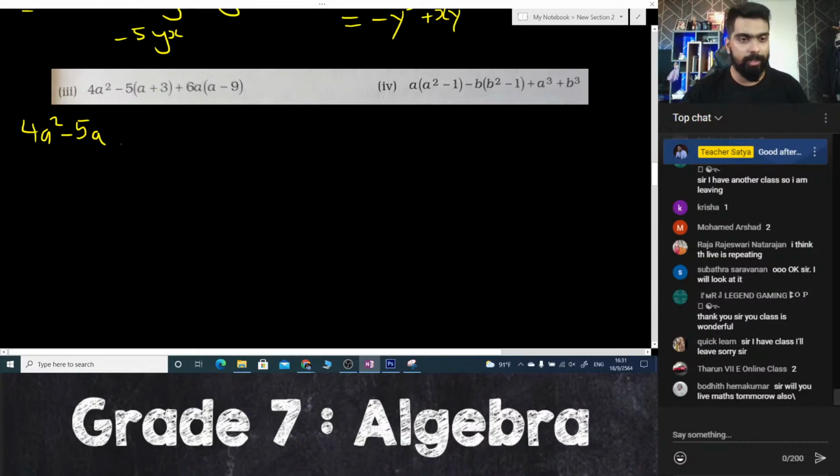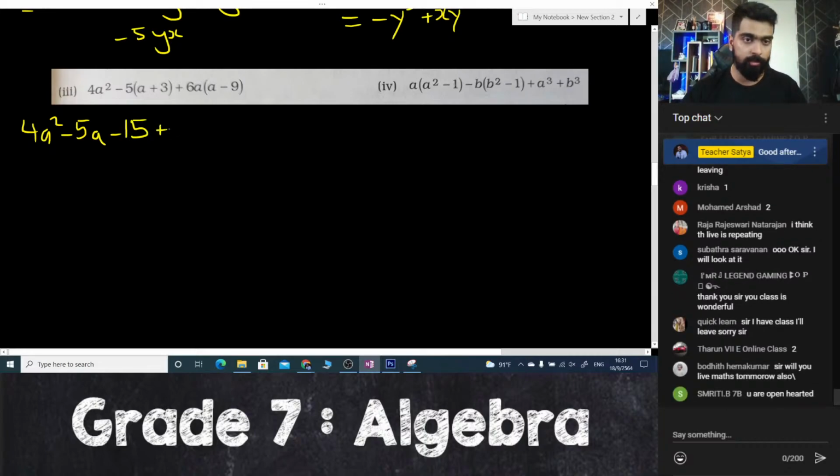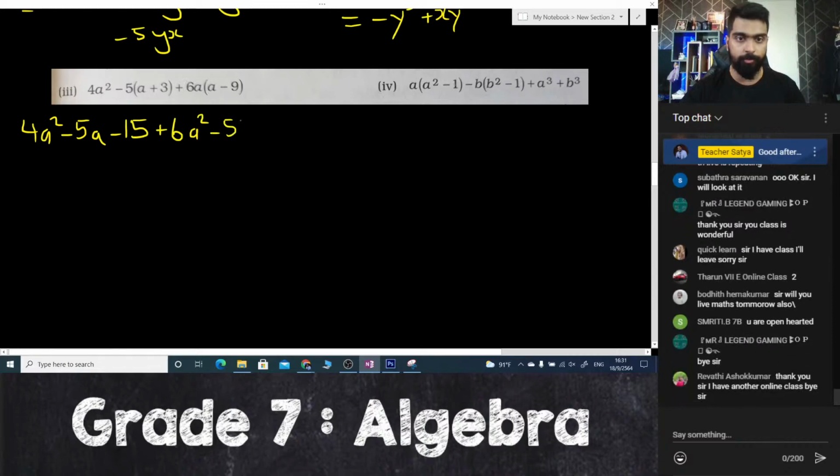Minus 5 times 3 is going to give us negative 15, right, guys? Negative 15. All right, now let's break the second bracket. Plus 6a times a is 6a squared, and 6a times minus 9 is negative 54a, right?